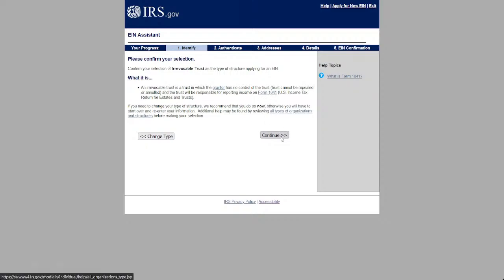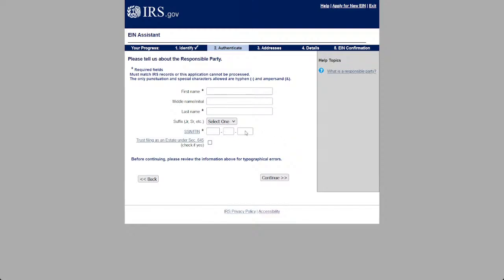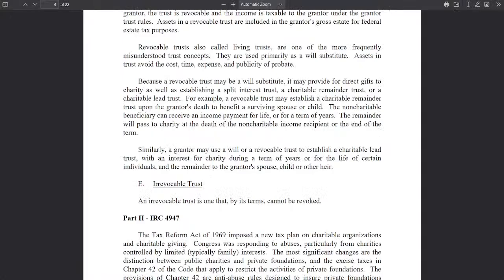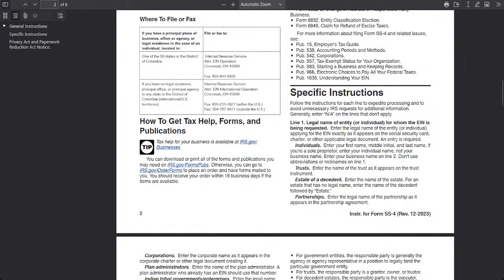Form 1041, that's the return. They want the first name, middle name, right? And then the SSN. And I can't go further because I don't do the SSN, and I don't need an EIN. I don't need a trust EIN. But this is how you do it. And this is the responsible party. Remember, in the actual form itself, what did I do there?